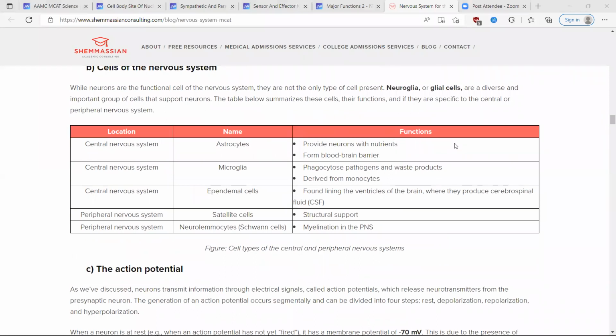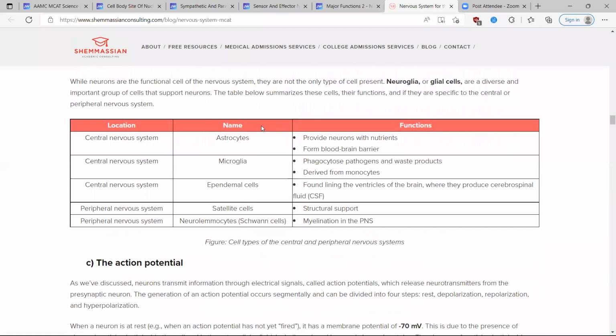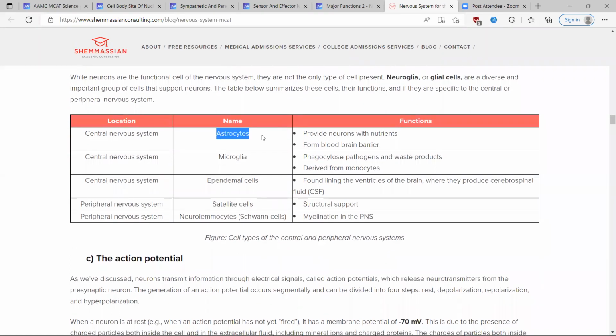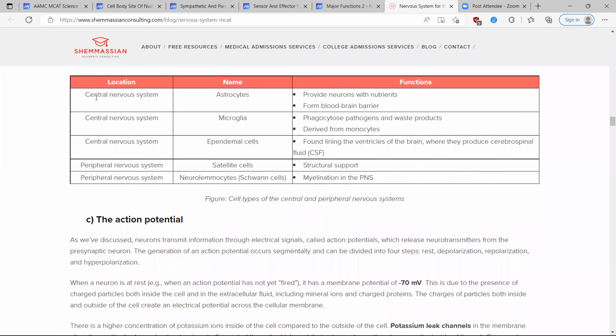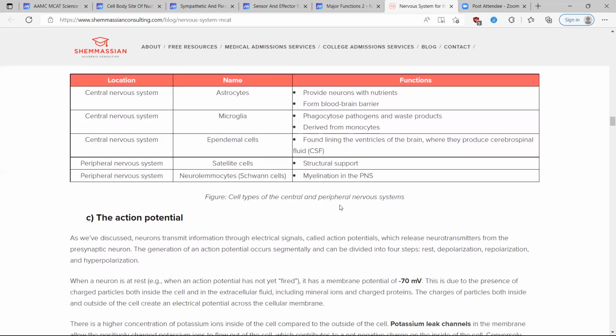So we talked about oligodendrocytes and Schwann cells. There are also some other cells. Astrocytes provide the neurons with nutrients and form the blood-brain barrier. Then there's microglia, which will phagocytose pathogens. There are ependymal cells, which are found lining the ventricles of the brain, and they produce the cerebrospinal fluid. Those are all in the central nervous system. In the peripheral nervous system, there are satellite cells, which provide structural support, and as we talked about, the Schwann cells, which are for myelination.